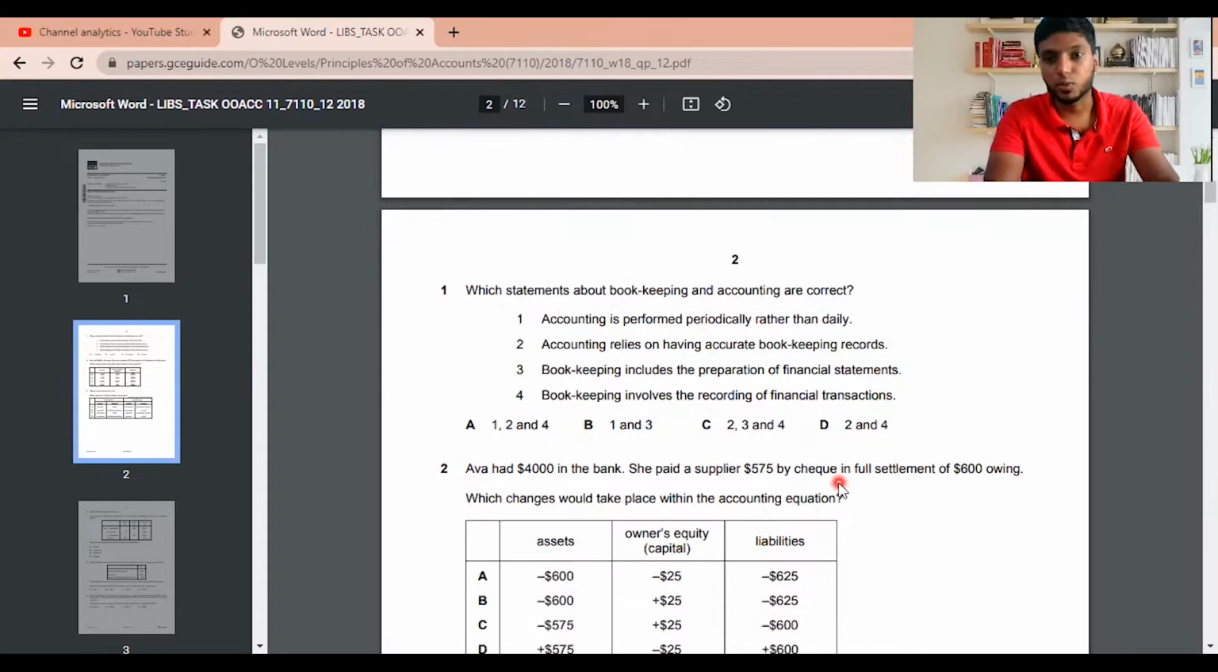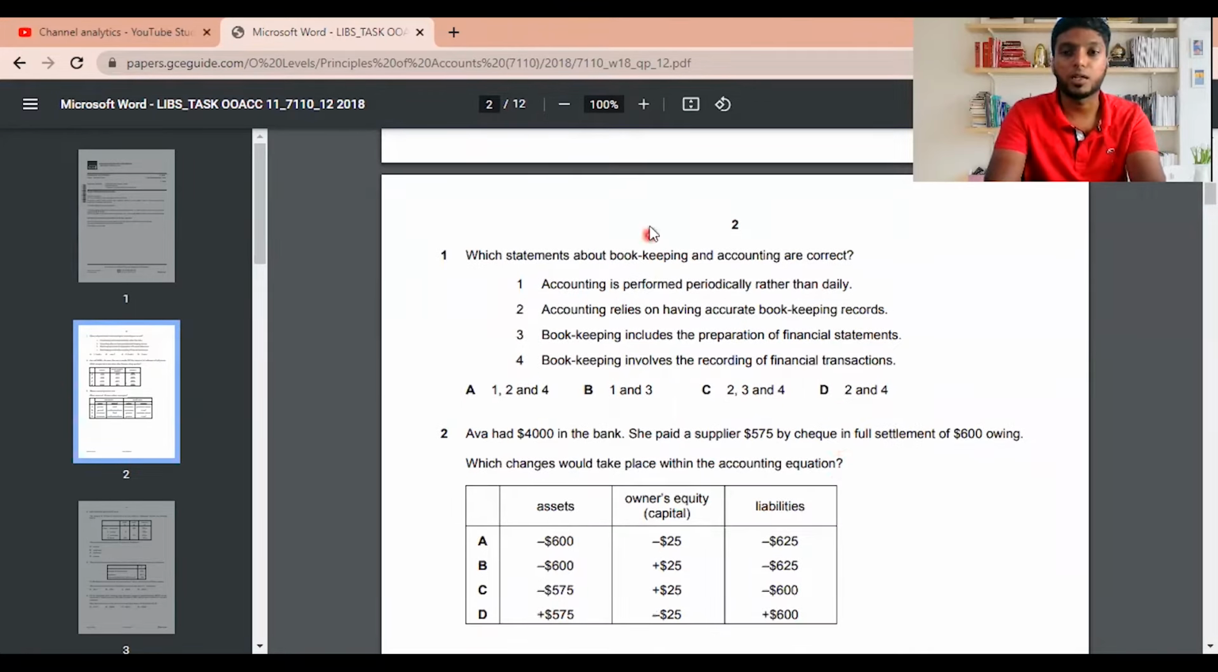So let's start the first one. Which statement about bookkeeping and accounting are correct? This is my annotation bar which I always use to point out where I'm reading, so it will be easy for you to know which part I'm reading, so you can focus on the areas I am speaking about. So let's start.